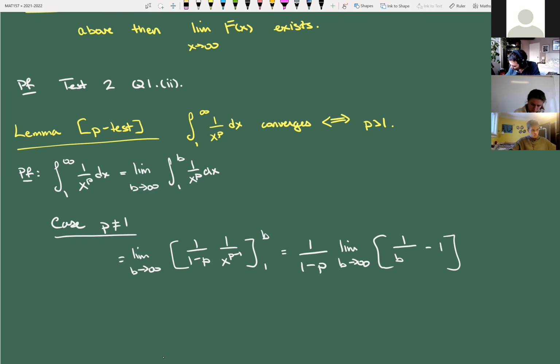Let me make this power clear. This is p minus 1, right? So this thing in the square brackets here will exist so long as p minus 1 is positive, right? Like this thing has to look like 1 over b to some positive power. So this will exist so long as that power is positive, which means this converges if and only if p minus 1 is greater than 0.